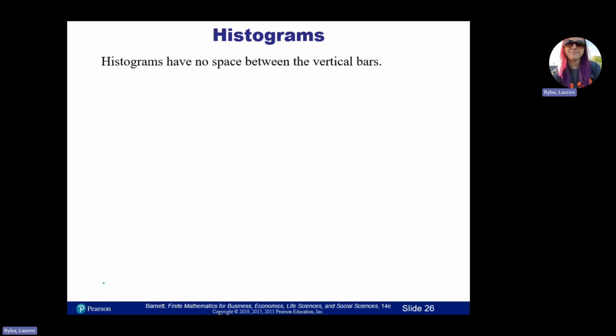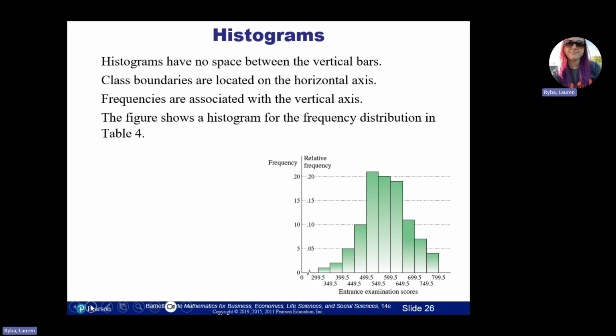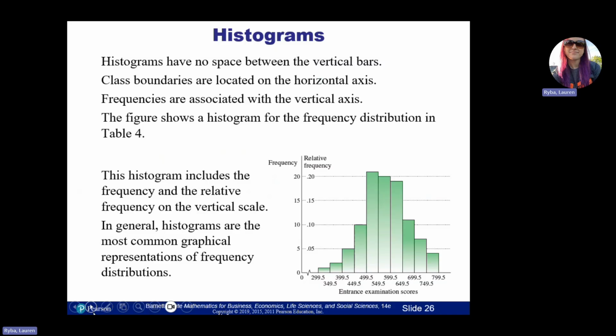Histograms are not going to have spaces between the bars because we are working with spreads of data, and where one group ends, the next group picks up. Frequencies are always going to be on the vertical axis. So here's another example of that. If you create a frequency graph or a relative frequency graph, they are going to look identical. It's just that the numbers are going to be different.